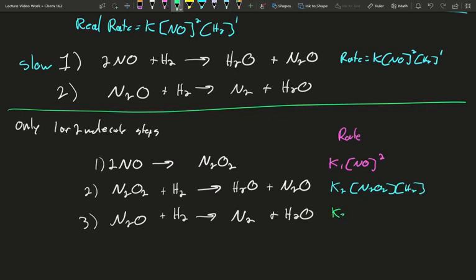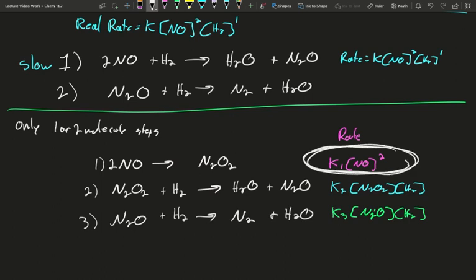And we'd have K3, N2O, H2. So each step would have its rate for that elementary step. So where might our slow step be? Well, if our slow step was the first step, we would expect a constant and NO squared. But we know it also has to include an H2, so it can't be the first step.